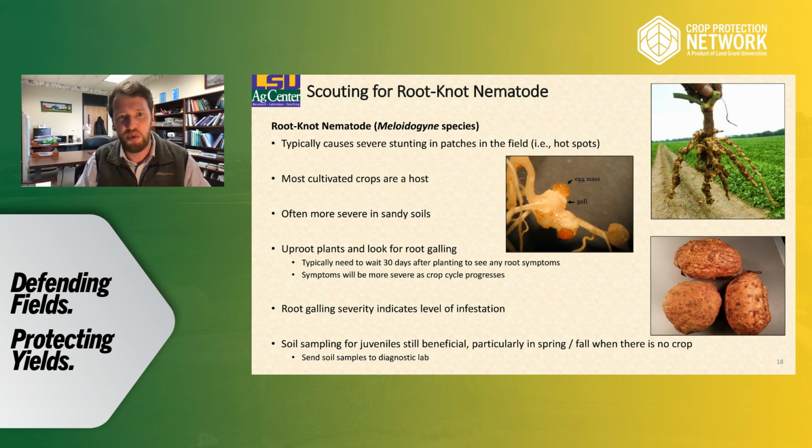Okay. So how do we scout for root knot nematode, Meloidogyne species? Root knot nematode are typically causing severe stunting in patches in the field, those characteristic nematode hotspots. The root knot nematode will go after most of the cultivated crops that we produce. But the thing to keep in mind if you're out there scouting for this pest is that we have developed resistant varieties for this nematode on a lot of different crops. For instance, cotton, soybean, sweet potato, the list goes on and on. So keep that in mind when you're out looking for this pest. Has the farmer planted a susceptible variety or cultivar or not?